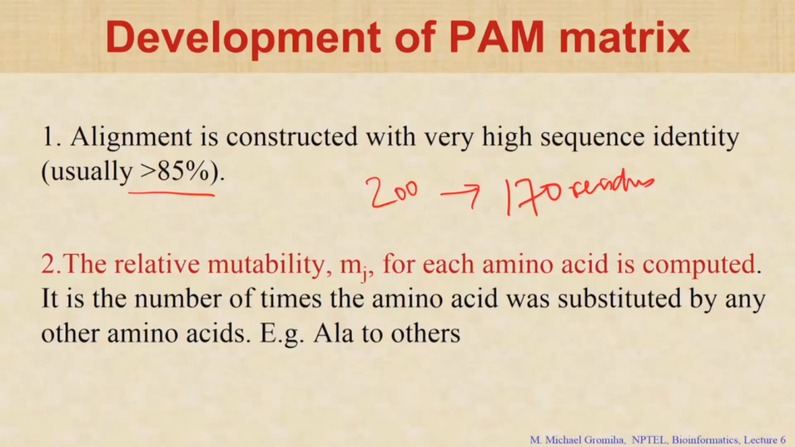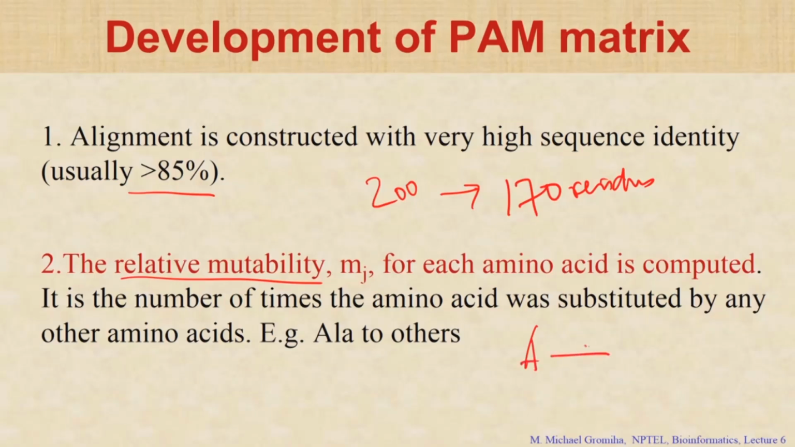Then how do we construct a matrix? First you have to see the relative mutability. That means, for a specific amino acid residue, for example alanine, how far this A is mutated to other residues, what is the frequency of residue A being mutated to any of the other 19 residues. Then the second thing we need to think about is how many possible substitutions alanine can make: 19. There are 20 amino acid residues, so if alanine is mutated, there are 19 different possibilities.